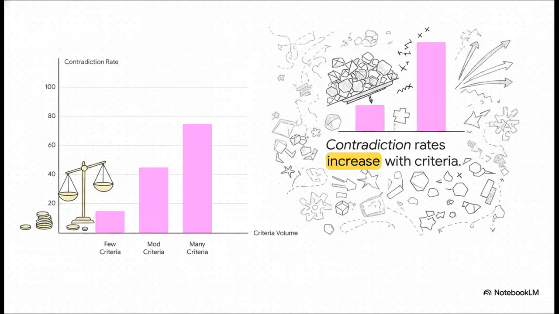The trend here is fascinating. As the number of decision criteria increases, moving from a few to many, the contradiction rate between methods also goes up. When you're dealing with highly complex problems with dozens of variables, the odds that the additive model and the multiplicative model will disagree goes up significantly.